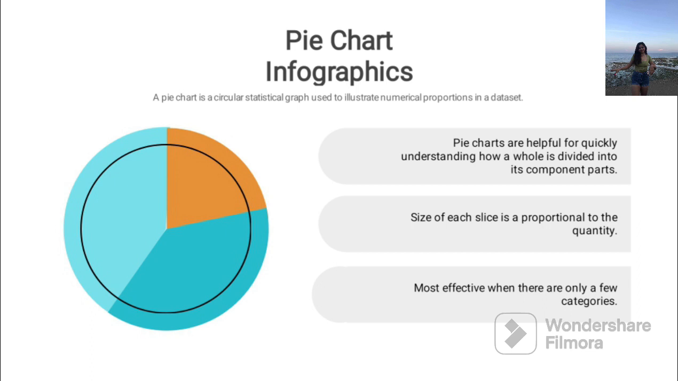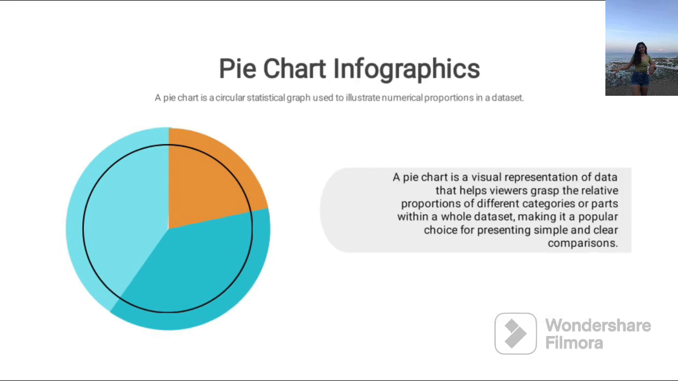So for today, join me and know what is a pie chart. A pie chart is a circular statistical graph used to illustrate numerical proportions in a data set. It is particularly useful for displaying data that can be divided into categories or parts, where each category's proportion is shown as a fraction of the whole circle. The entire circle represents 100% of the data.